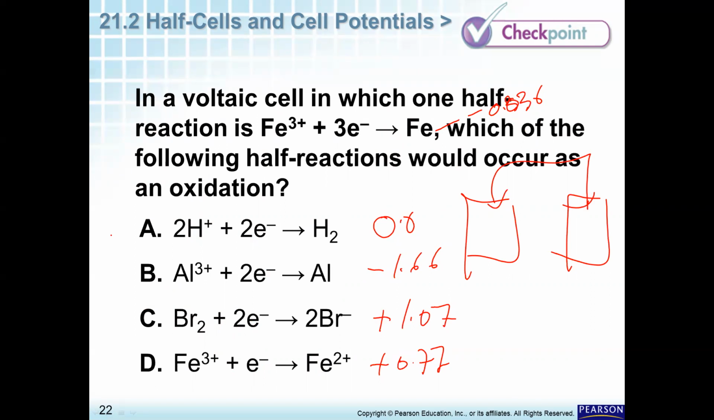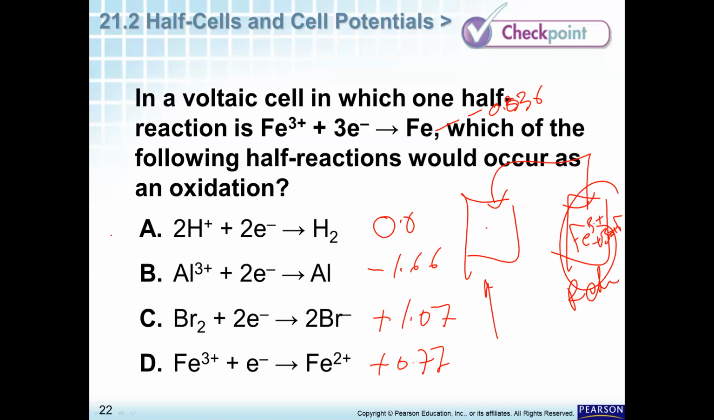Hadil says B. Why B? Hadil, I don't want just the answer, B or C. I want to know why. He says that one of these is iron. Then which one of those will occur as oxidation? So we put the iron here. Iron 3 plus 3 electrons to produce iron is here in the reduction, in the cathode. Which one will happen here as oxidation?